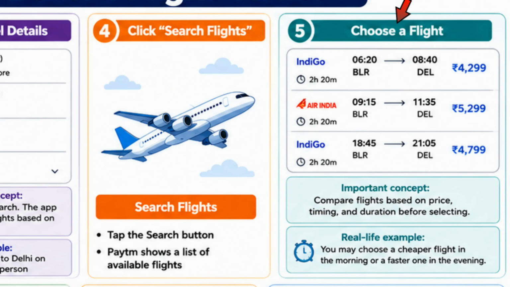Step 5. Choose a flight. You will now see different flight options. The app shows airline name, departure time, arrival time, ticket price, and travel duration. For example, Indigo, Air India. Before selecting a flight, compare price, timing, and travel duration. Real life example. You may choose a cheaper morning flight or a faster evening flight. Choose the option that matches your budget and timing.